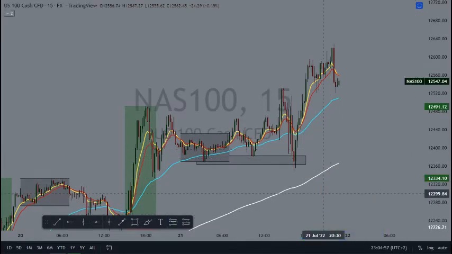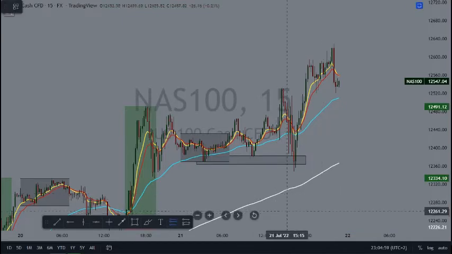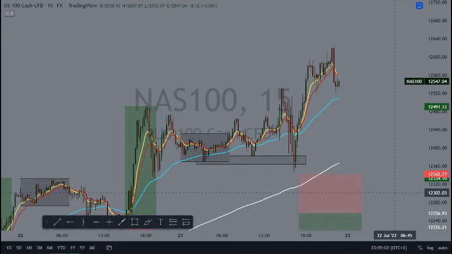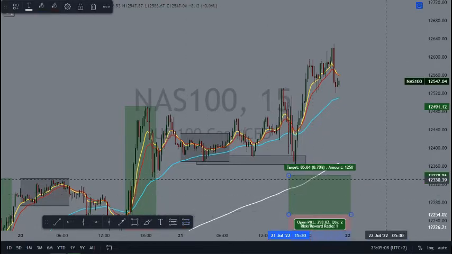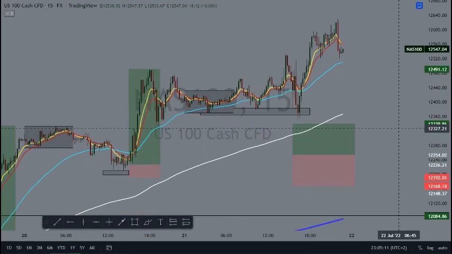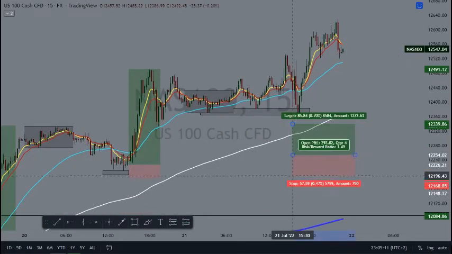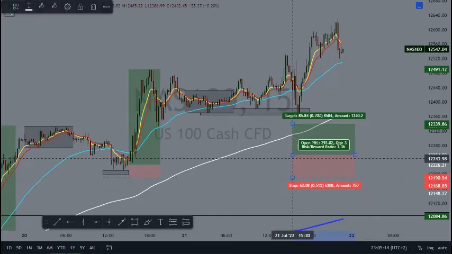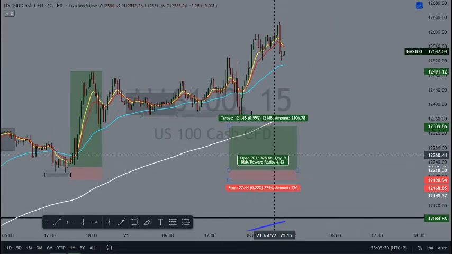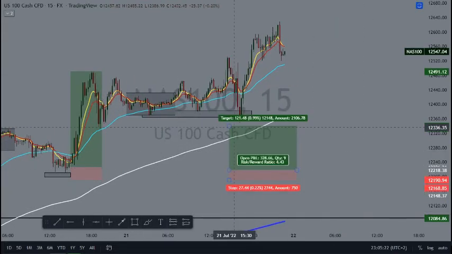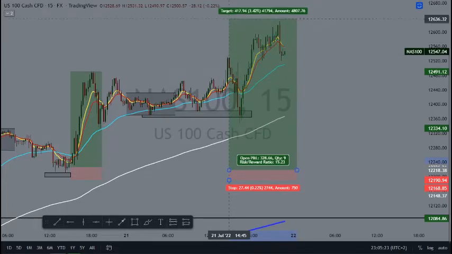Sorry, we took an entry right here at this zone. It was a buy, yeah. We went long at this zone, which was on Wednesday. So we took a trade here. This is a trade that we took, and just look how the market went. The market went into profit.